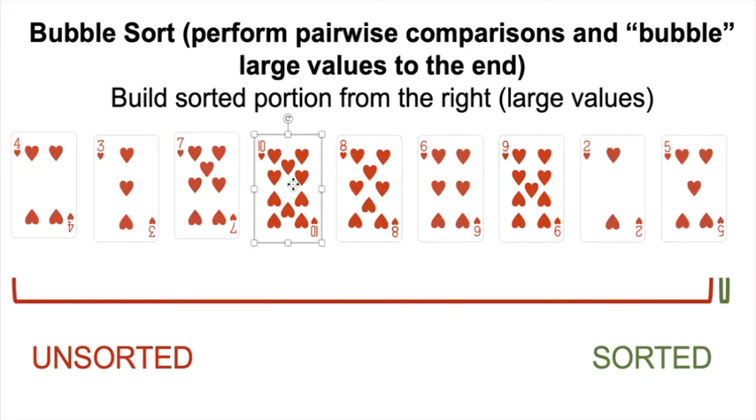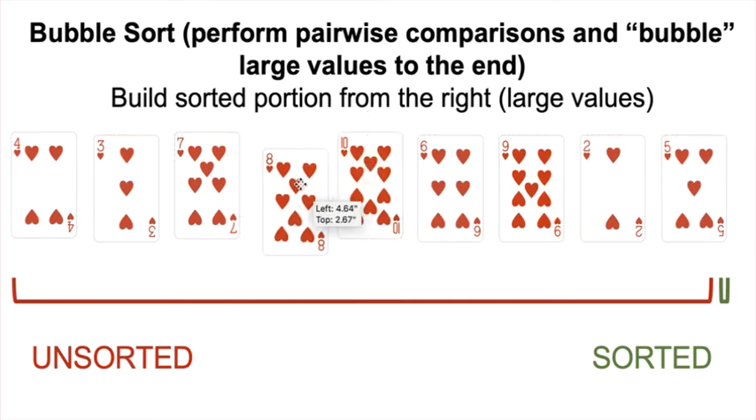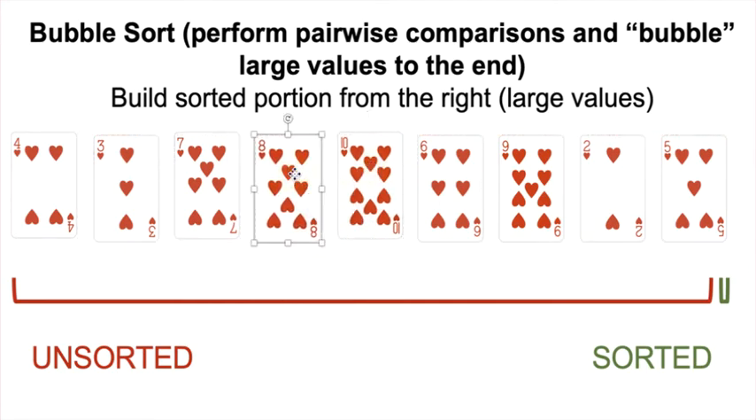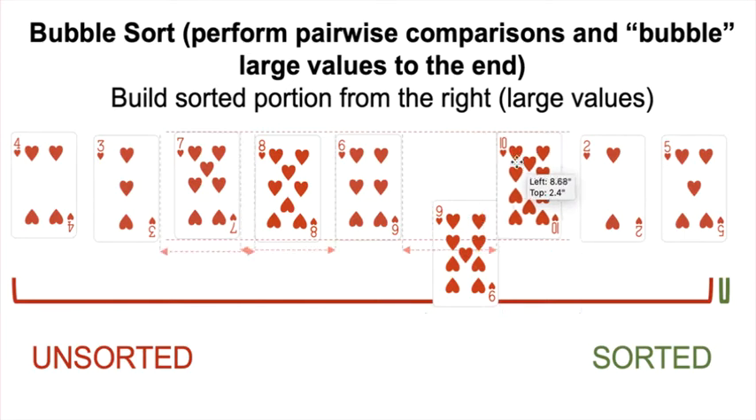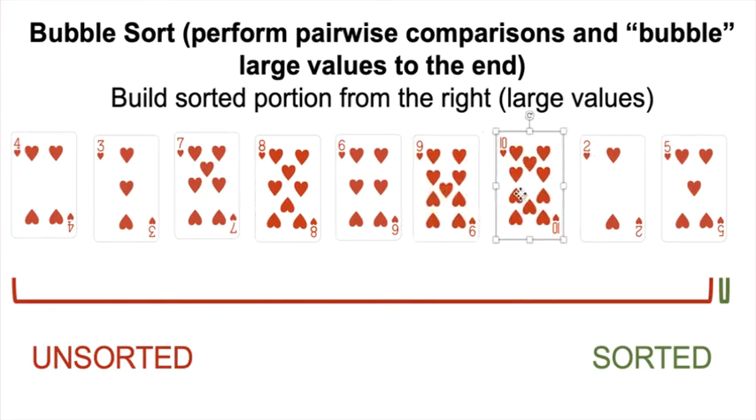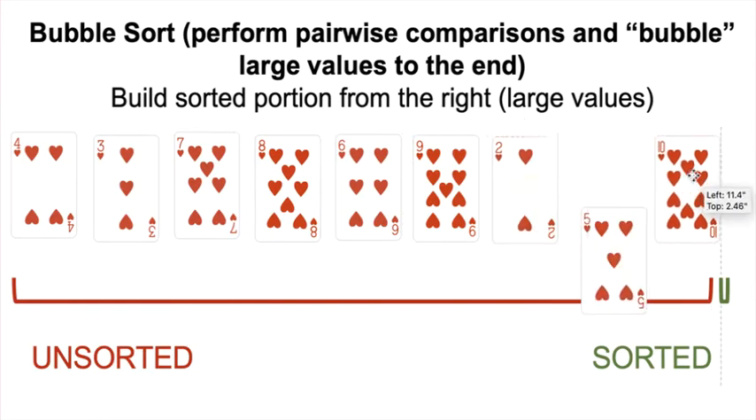Now 10 is our current element. Is 10 greater than 8? It is, so we swap. And since we know 10 is the largest value in this array, we're going to watch 10 bubble all the way to the end in its sorted position. 10 greater than 6? Yes, so we swap. 10 greater than 9? Yes, so we swap. 10 greater than 2? Yes, so we swap. 10 greater than 5? Yes, so we swap.